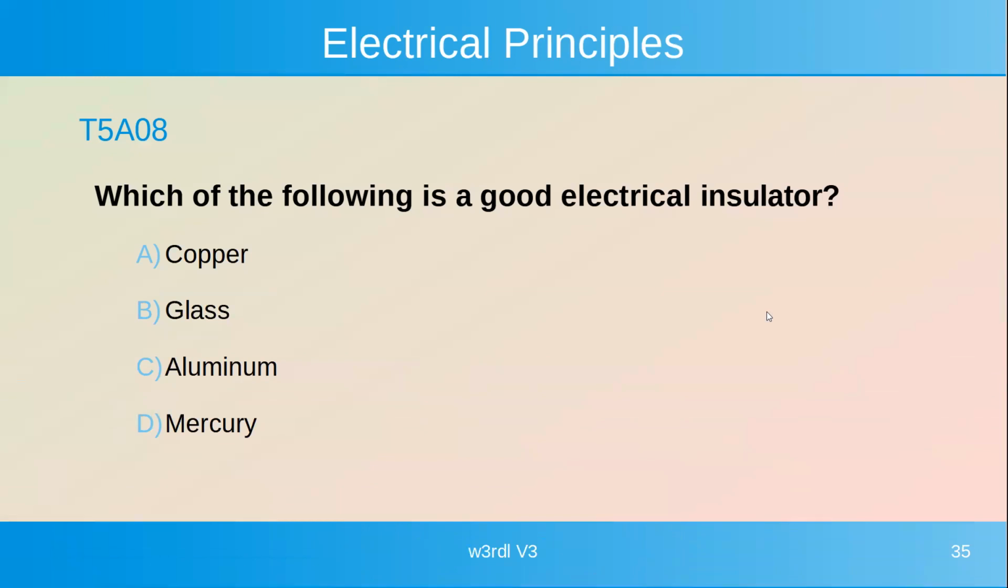So which of the following is a good electrical insulator? Glass.